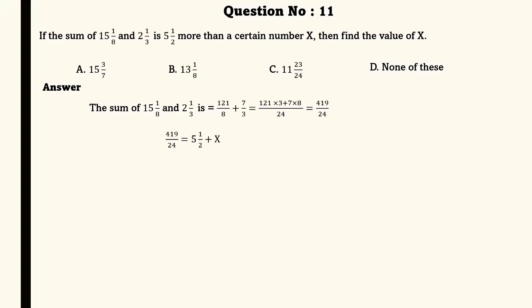Given 419 by 24 is equal to 5 1 by 2 plus x. Using this, we can find the value of x. x is equal to 287 by 24. That can also be written as 11 23 by 24.